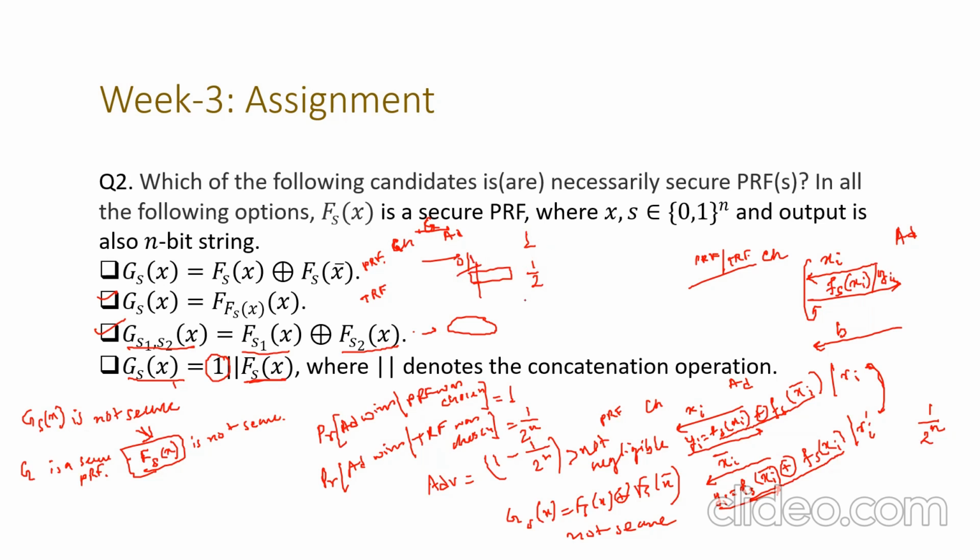Now the difference between the two, which denotes the distinguishing advantage of the adversary for the security game of the proposed PRFG, that distinguishing advantage is 1 minus half, that is half, and which is clearly not negligible. So that's why this proposed PRF, G of S of X, is not secure. Okay.